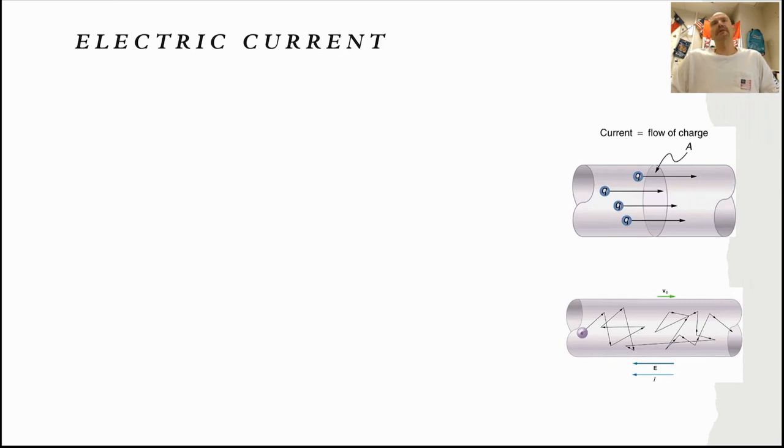Yes, I know we talked about grounding, that the charges flowed from the ground up and so forth, but that was the extent of their motion. So now we're going to let those electrons freely move through a conducting wire.